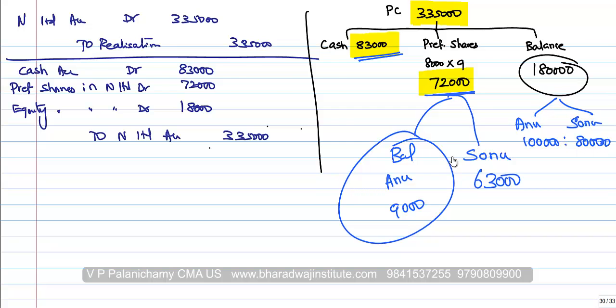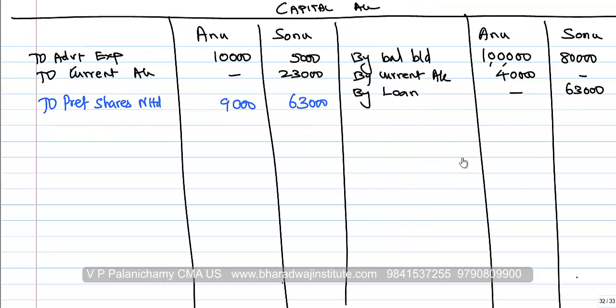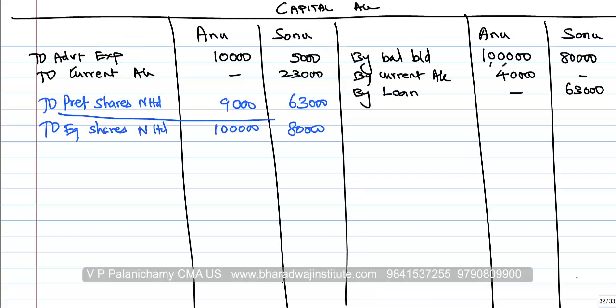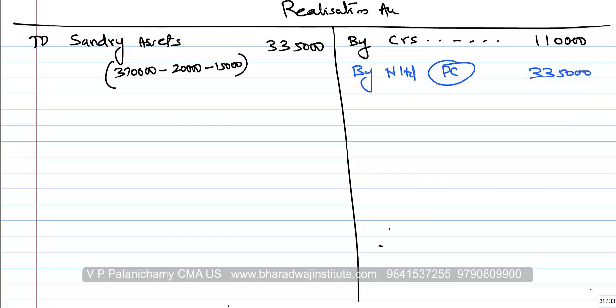So in which account will it come? To equity shares. Equity shares in which company? Unlimited. Anu how much? 1 lakh. Sonu how much? 80,000. Once again, purchase consideration received in cash goes to which account? Cash account. Preference shares are taken up by Anu and Sonu. Equity shares are taken up by what? Anu and Sonu in which ratio? Fixed capital ratio. Now, all the other adjustments are going to be as usual like our normal dissolution.